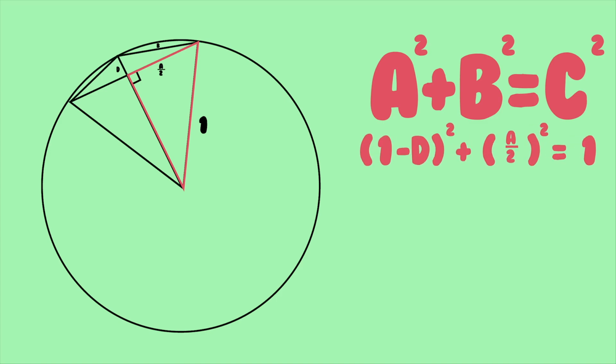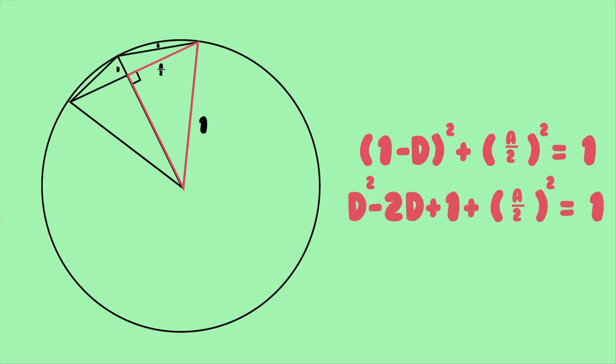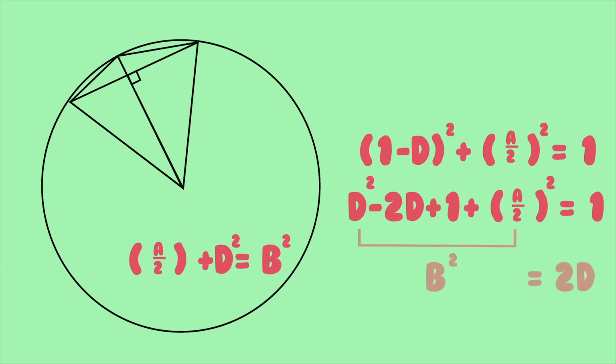Now you may be wondering, why a over 2 when we could use 1/2? If we use different polygons, specifically ones with more sides, we need to use a different variable. Then, if we factor out 1 minus d squared, we get d squared minus 2d plus 1, which gets us the equation (a/2) squared plus d squared equals b squared. Then we can substitute this side of the equation with b squared.